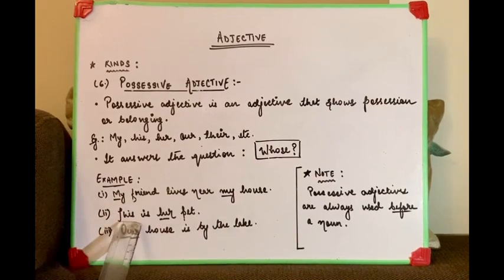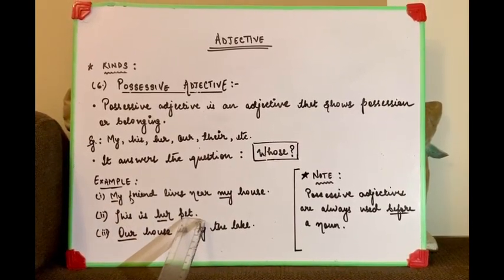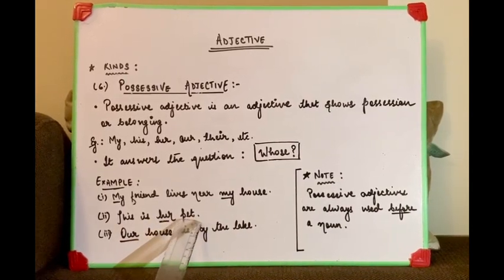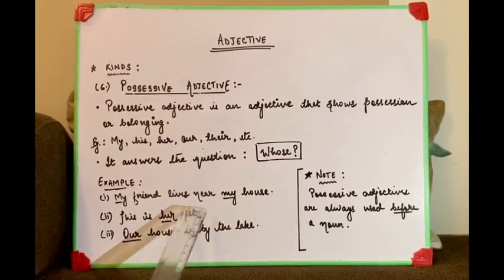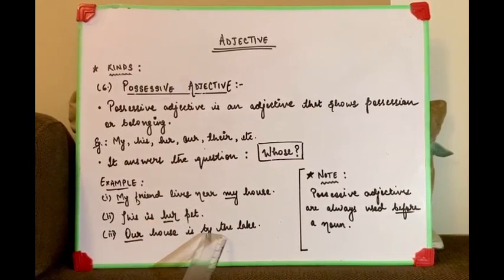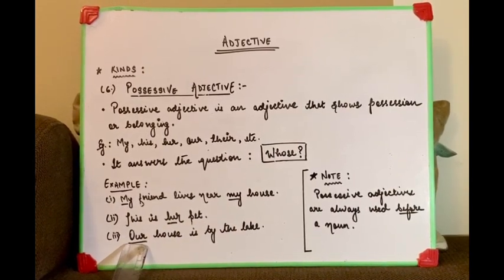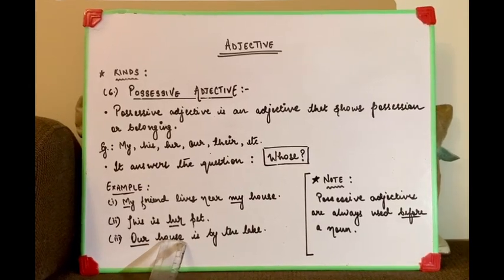The next one is also, this is her pet. Here pet is the noun. So her is the possessive adjective which is followed immediately by the noun pet. Our house is by the lake. Again, our is the possessive adjective which is immediately followed by the noun house.